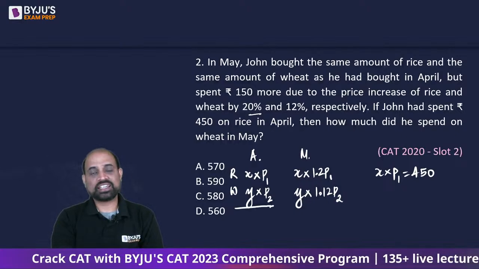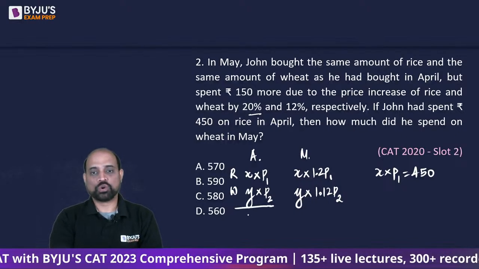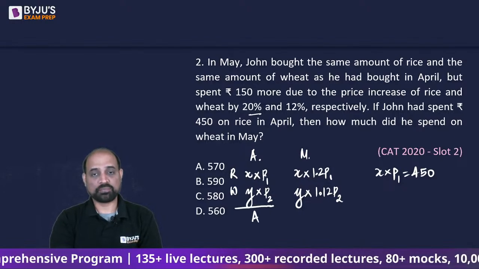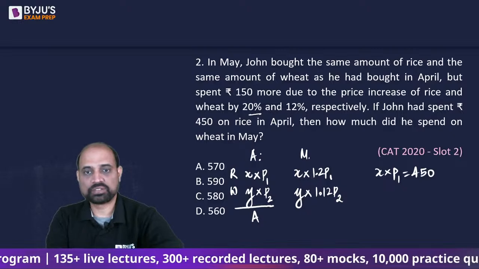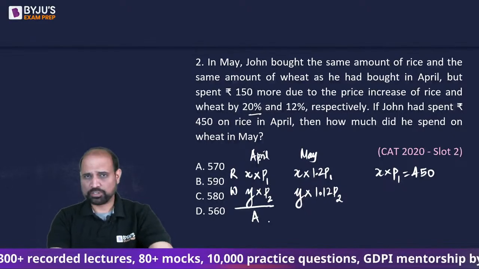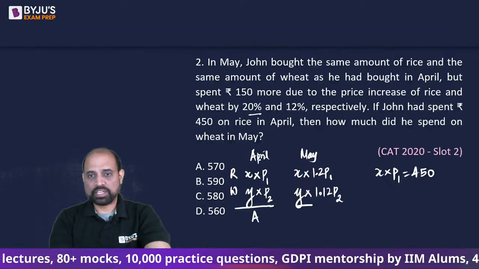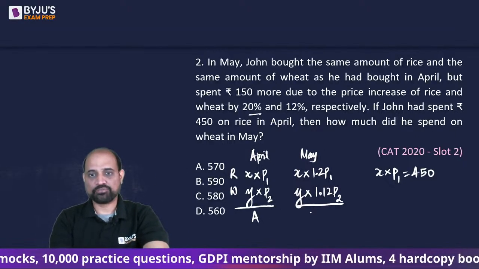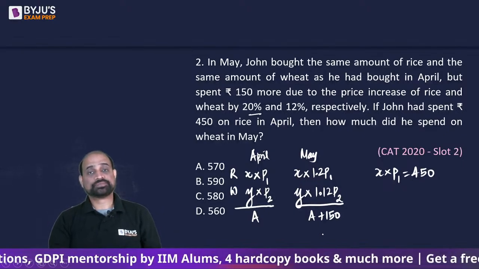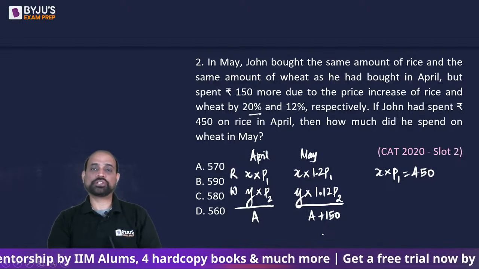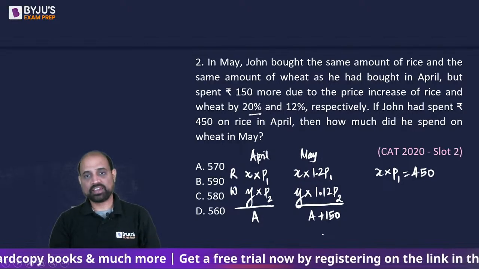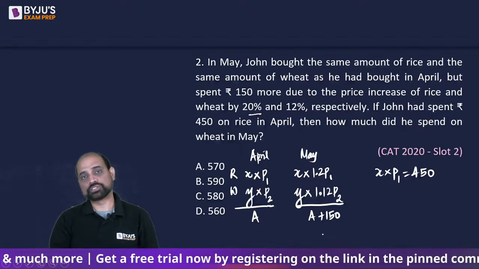So here, the total amount that he has paid overall was, suppose, A, the amount. So this is April and May. So A amount, so that we don't confuse with A and A. In the month of May, he ends up spending 150 more, right? So here, if you look into it, you have got 5 variables, X, Y, P1, P2, and A, and we have only 2 equations to take care of.